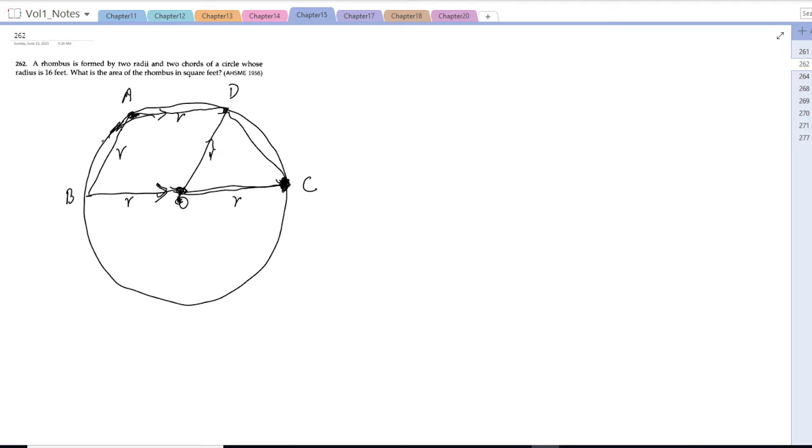They are parallel, so we know the arc AB is equal to the arc CD, right? So AB equals CD, which also means the AB chord equals the CD chord. So ABCD is an isosceles trapezoid.